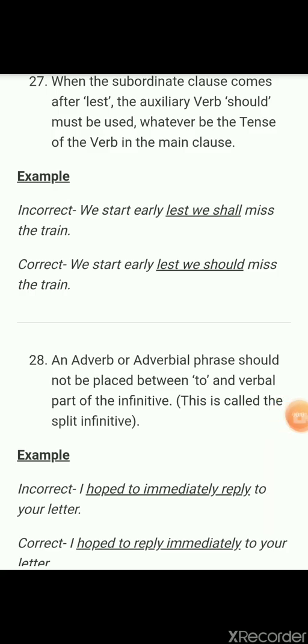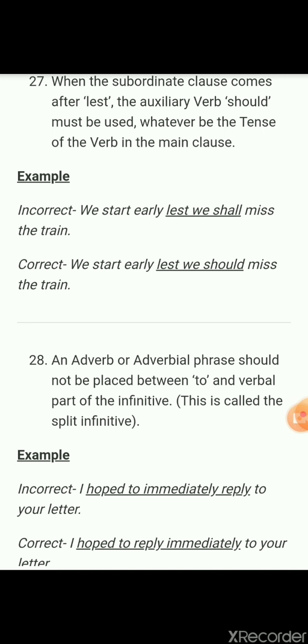Moving ahead with rule 27. When the subordinate clause comes after lest, the auxiliary verb should must be used, whatever be the tense of the verb in the main clause. It's a pair-based rule. Lest always comes with should. It's lest, and the t remains silent in this word. So look at the example.